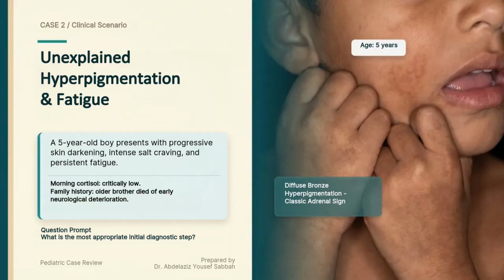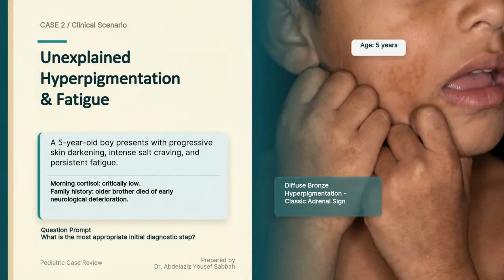Case 2. A 5-year-old boy presents with progressive skin darkening, intense salt craving, and persistent fatigue. His morning cortisol is critically low. The family history is striking. An older brother died of early neurological deterioration. The question to consider is this: what is the most appropriate initial diagnostic step? Think about the combination of primary adrenal insufficiency in a young boy together with that family history of a brother with neurological decline.